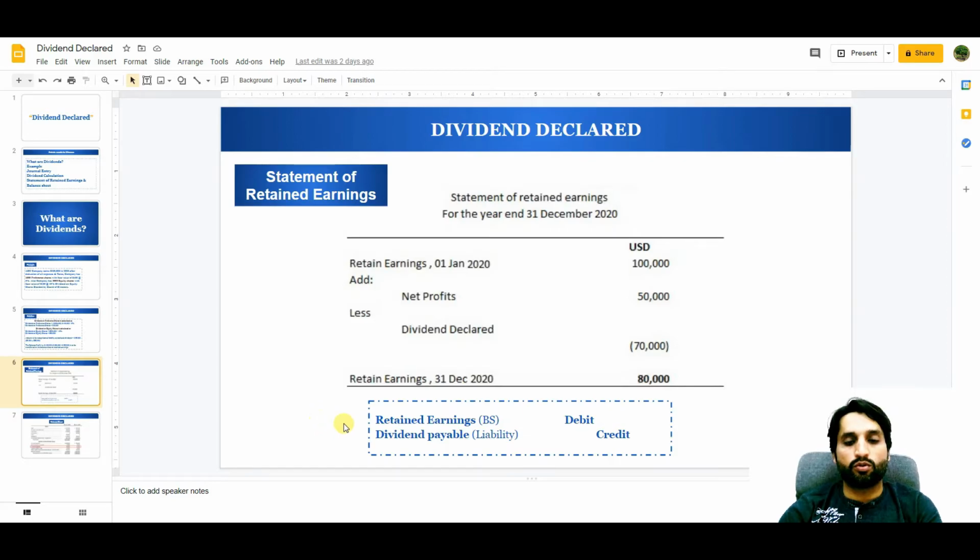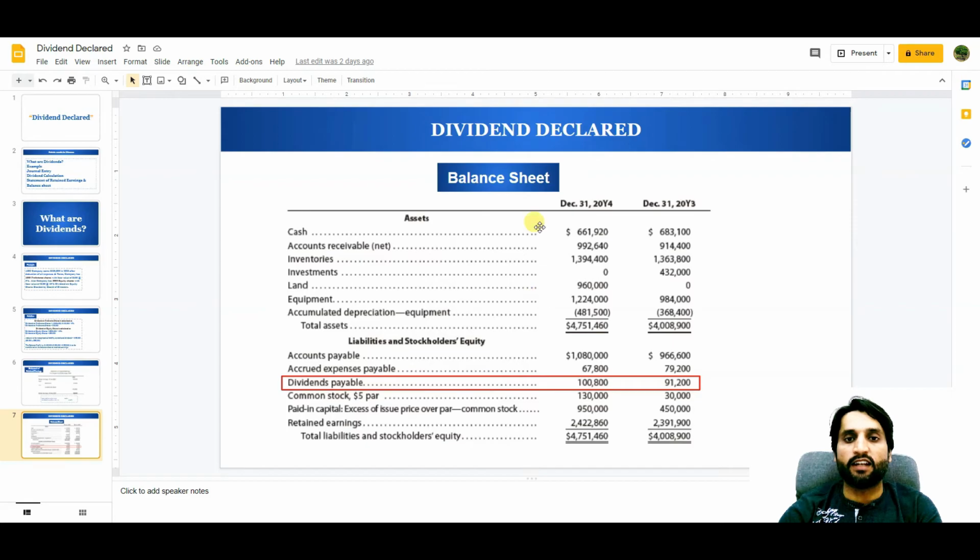So what is the journal entry passed for making the liability of the dividend payable? The retained earnings account is debited, and dividends payable is credited here. So let's move further and see the balance sheet.